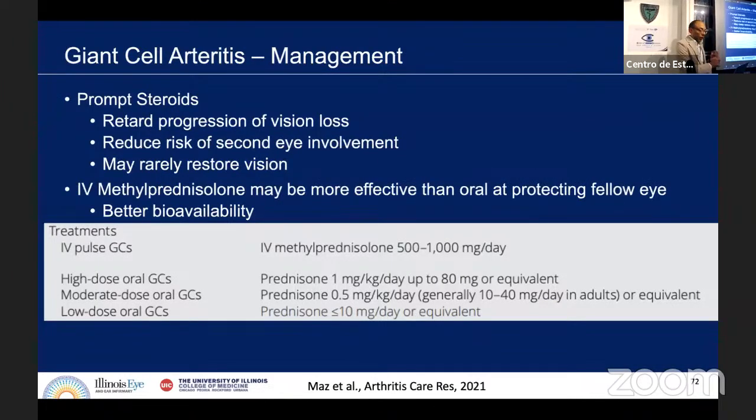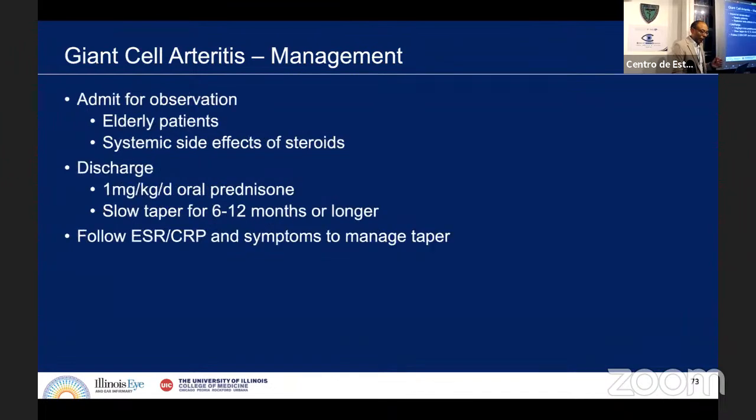We need to treat with steroids very quickly to prevent further vision loss in the same eye as well as in the contralateral eye. I mean, rarely you can restore vision. I've never really seen that. And IV has better availability than oral. I tend to admit my patients because these patients tend to be very old. They have many other comorbidities, and we want to be able to manage the side effects of steroids. And then afterwards, we discharge them on oral steroid for a very long time.